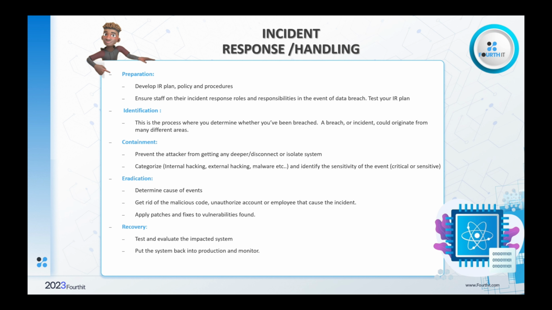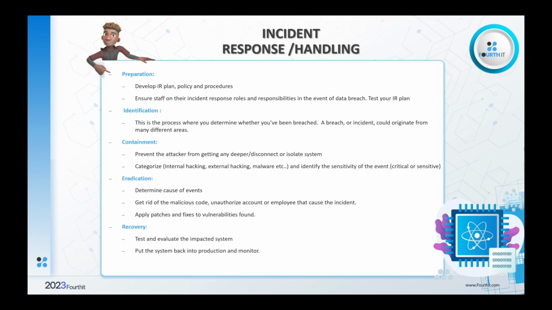Identification. Identification is a process where you determine whether your system has been breached. Now, a breach or an incident could originate from many different areas. And so this is where we do our risk analysis to identify the various risks. Then after, we do containment, because we don't want the incident to spread across the whole organization, but we want to contain it within the area where it finds itself, to prevent the attacker from getting any deeper. So we either disconnect him from the system or isolate the system.